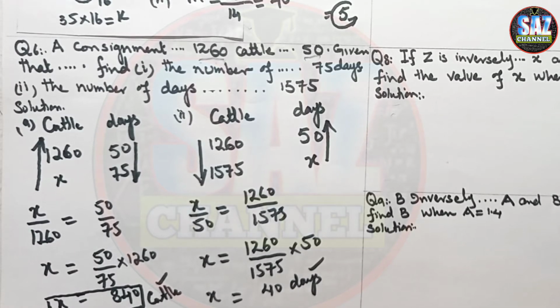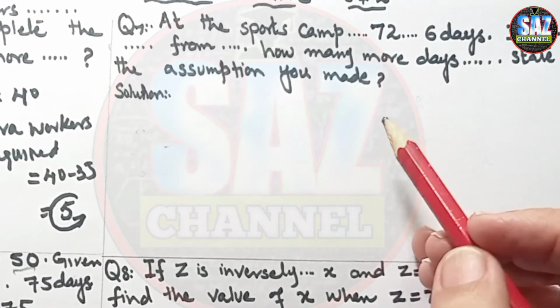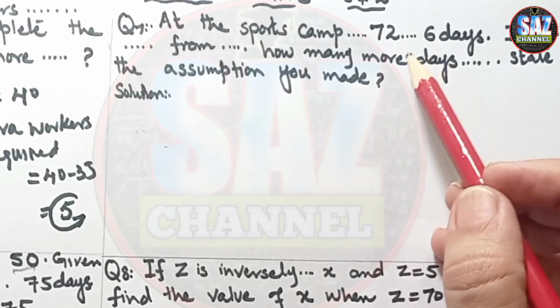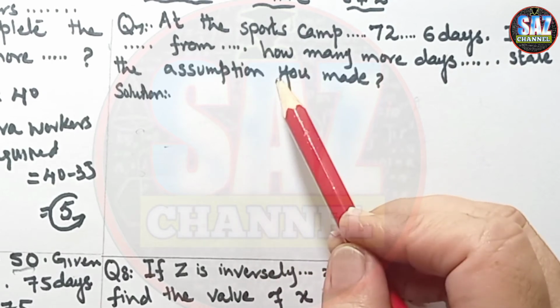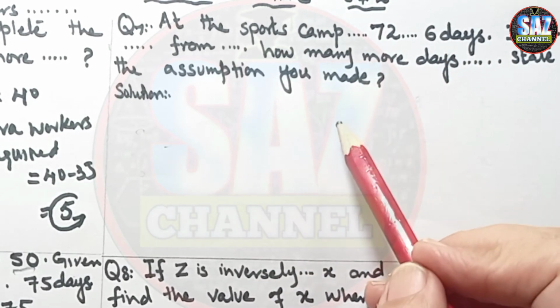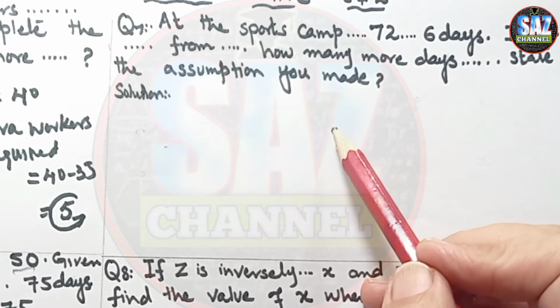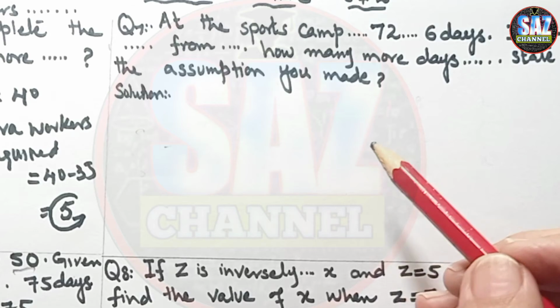And the next question says, let me read the question. At the sports camp, there is sufficient food for 72 athletes to last for 6 days. Food is enough for 72 athletes for 6 days. If 18 athletes are absent from the camp, how many more days can the food last for the other athletes? State the assumption we are making.